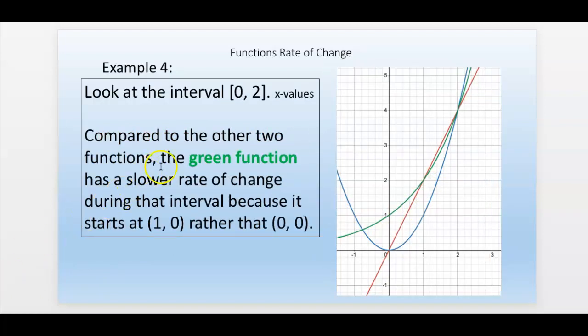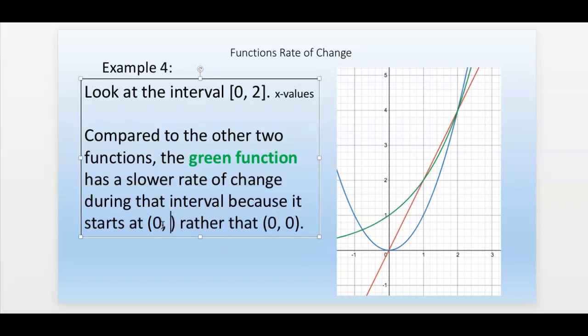Compared to the other two functions, the green function has a slower rate of change, as it starts at 0, 1 rather than 0, 0.